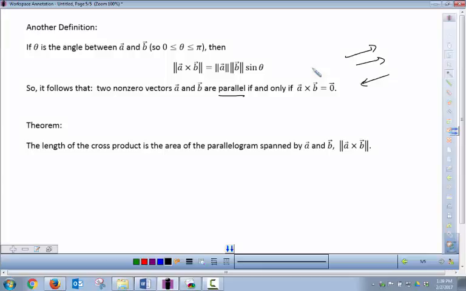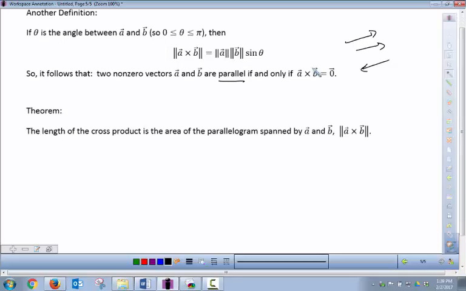Okay, the length of the cross product also has geometric importance, and that's the area of the parallelogram spanned by A and B. We talked about the parallelogram spanned by A and B, at least we talked about the diagonal when we talked about addition and subtraction. I don't know if you remember. But if you have two vectors, A and B, or U and V, or whatever, they span a parallelogram if you do that head-to-tail thing like we did with addition and subtraction.